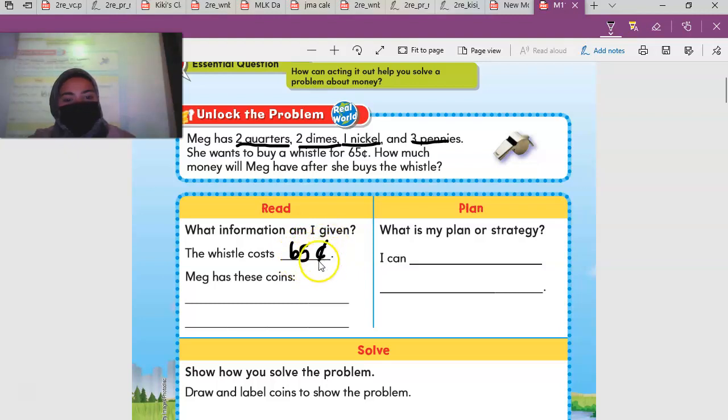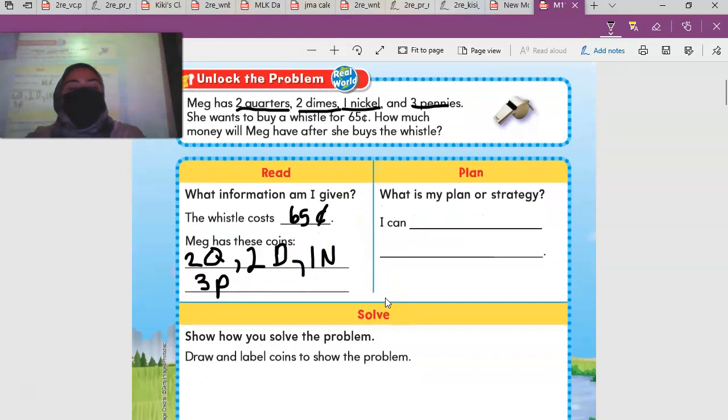Well, let's write down the coins that Meg has. She has 2 quarters. I'm going to write 2Q for quarters. She has 2 dimes. I'm going to write D for dimes. Comma, 1 nickel. And then I'm going to write N for nickel. And she has 3 pennies. I'm going to write 3P, P for pennies.